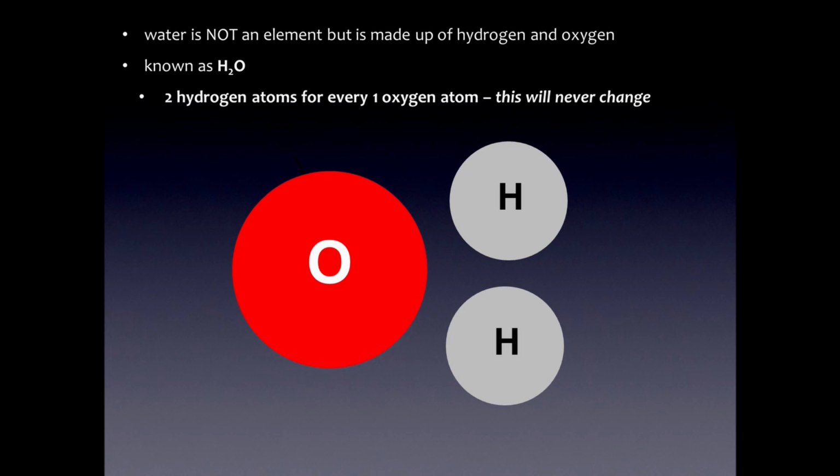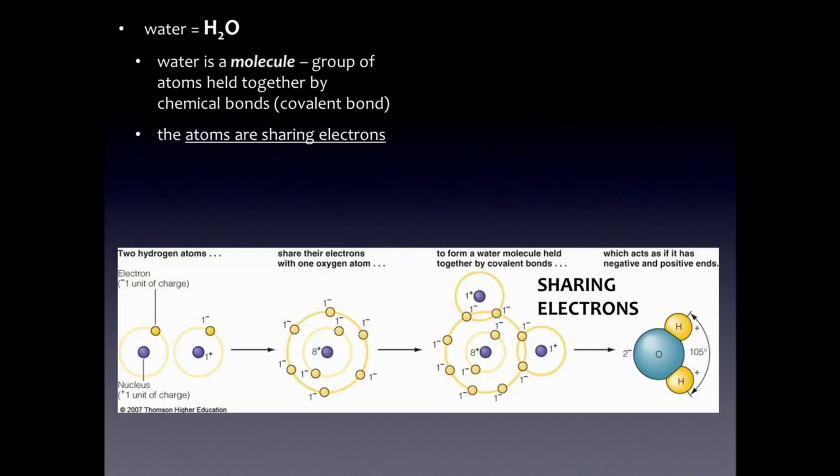Water is known by its chemical formula H2O. This means that for every 2 hydrogen atoms, there has to be 1 oxygen atom. And this will never change. Water, as we know it, always will have that formula H2O, 2 hydrogens for 1 oxygen. So water, therefore, is a molecule. It's a group of atoms, hydrogen and oxygen, and they're held together by chemical bonds.